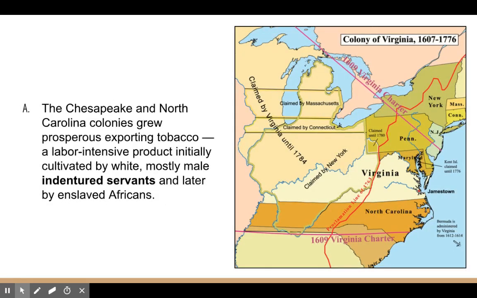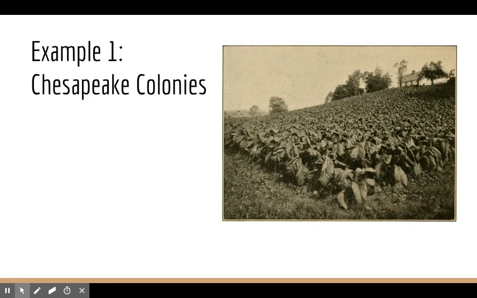First, we're going to talk about the Chesapeake and North Carolina colonies. These grew prosperous because of exporting tobacco, which was labor intensive. It was initially cultivated by white, male indentured servants, and later was cultivated by a variety of indentured servants and later enslaved Africans. So the Chesapeake colonies include Virginia and Maryland, and their economy was based on tobacco or cash crop agriculture. They exported tobacco to England, France, Holland, the Caribbean, and South America.